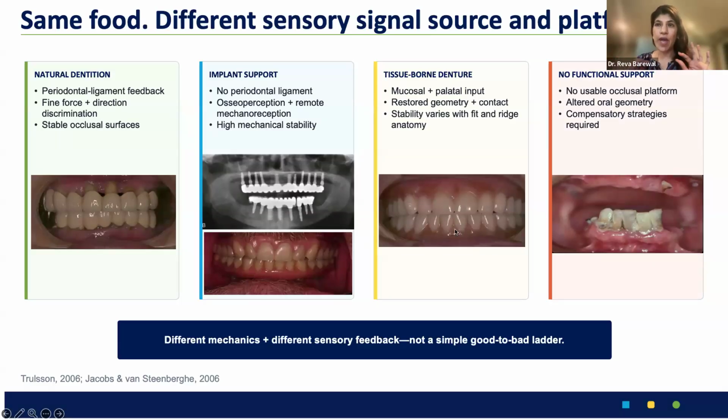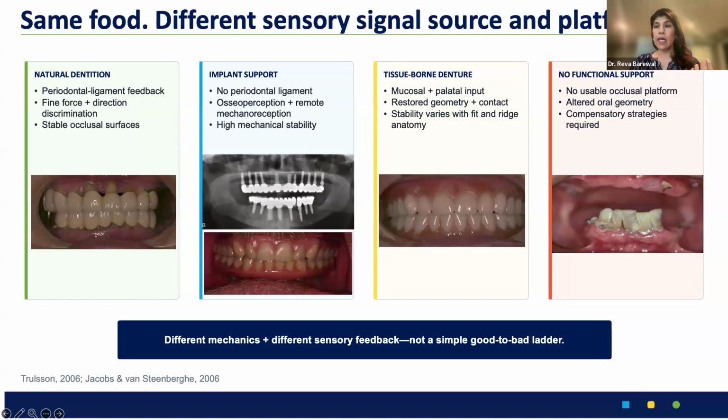But now we have no sensory. The only sensory is from the mucosa when it comes to the alveolar ridge. So we get a drop in sensory feedback. But not only that, they can't bite down as hard. So 10 to 30% of their natural chewing capacity.